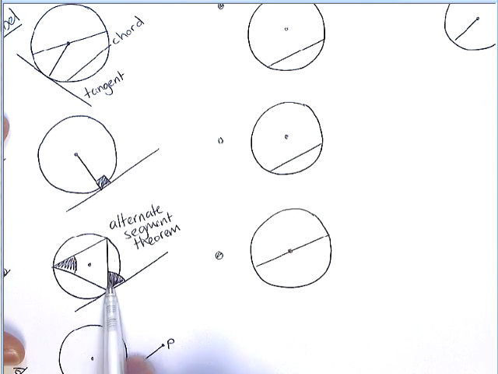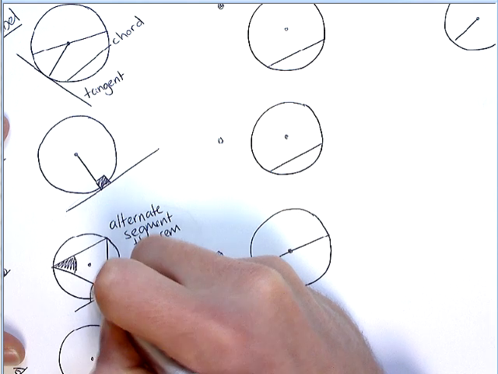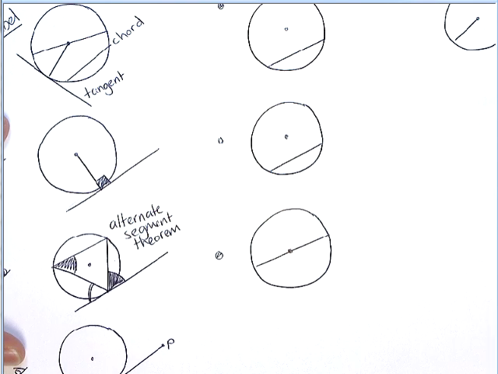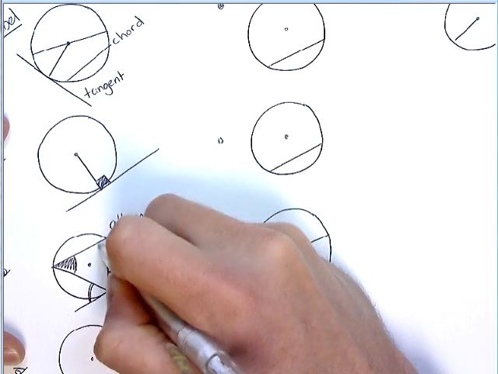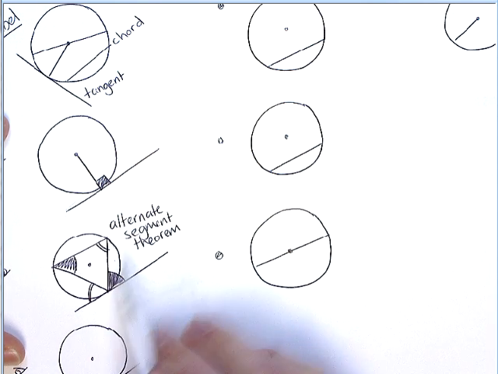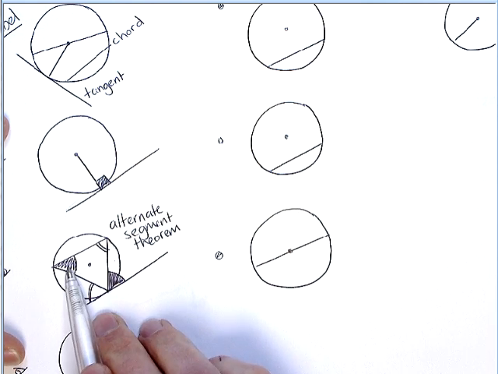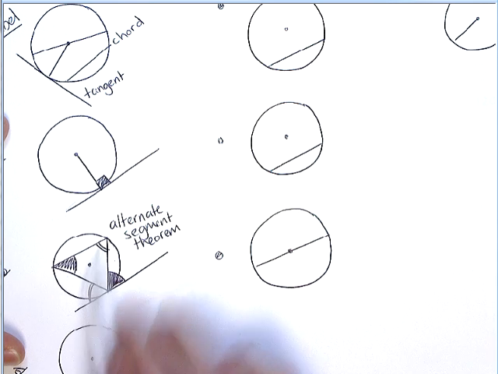But because we have a chord this side and a tangent, we also have another angle here. I'm going to do this one with a double line. And therefore it's equal to this one, opposite. So alternate segment theorem, if you know that one, you know this one. Or if you know this one, you know that one. And vice versa.